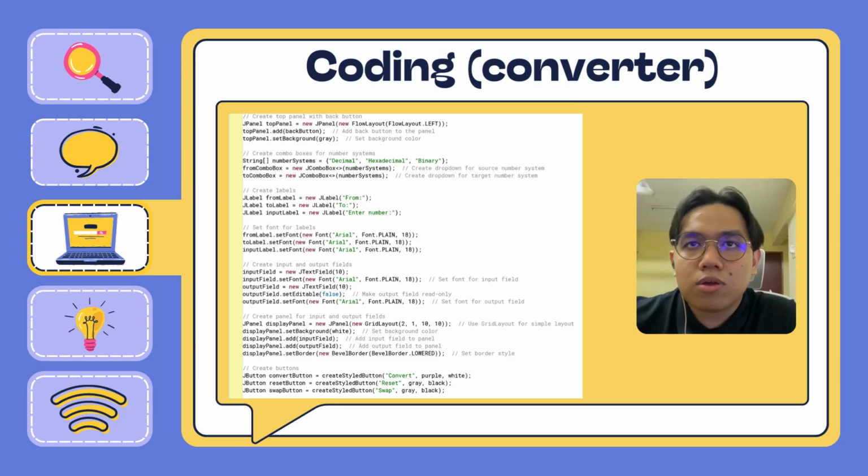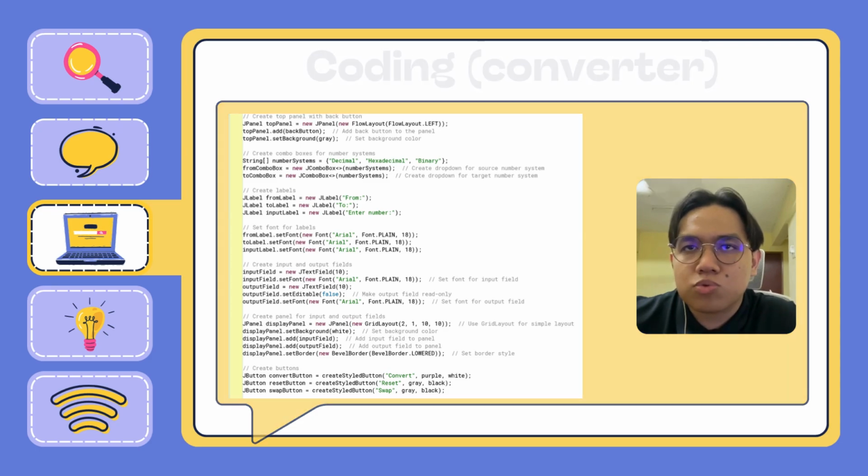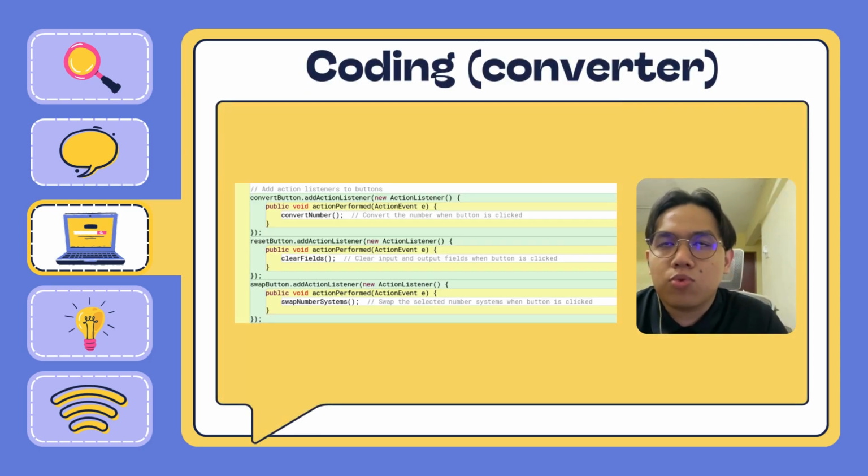And after that, we will create a panel for the input and output fields, so the user can enter their input. The next one is creating buttons. At this creating buttons step, we will create three buttons: convert, reset, and swap. The next one, we will explain about adding action listeners to the buttons.